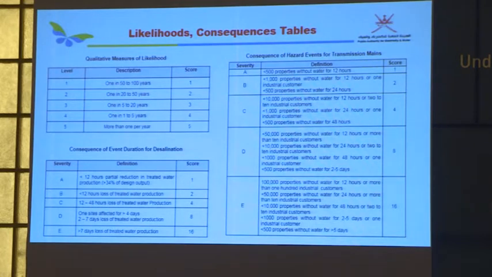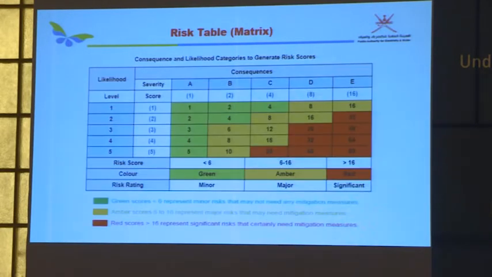At the same time, we did the consequence for the event of the transmission main. The same applies: at severity A, you will see 500 properties without water for 12 hours, which is 1. Then if we go to E, it is about 100,000 properties without water for 12 hours or more, and we give it 16. All of these developed the risk matrix table.